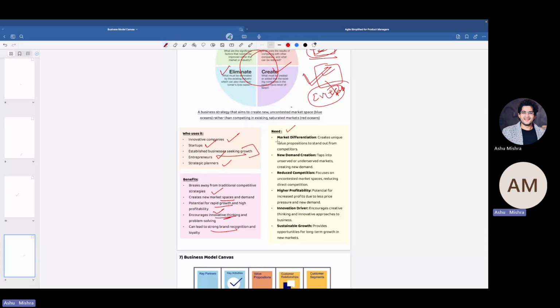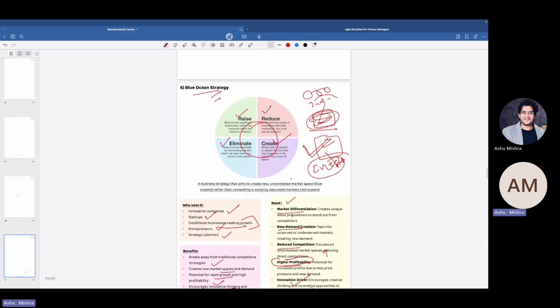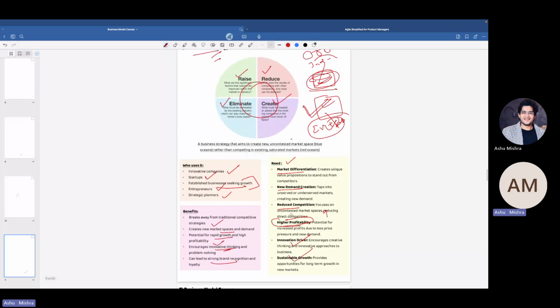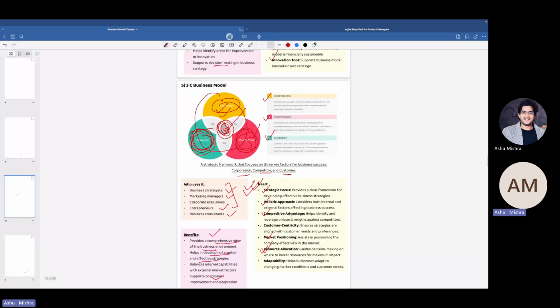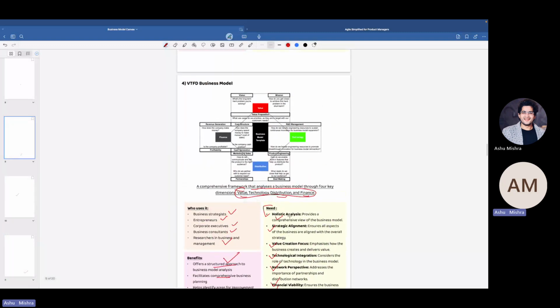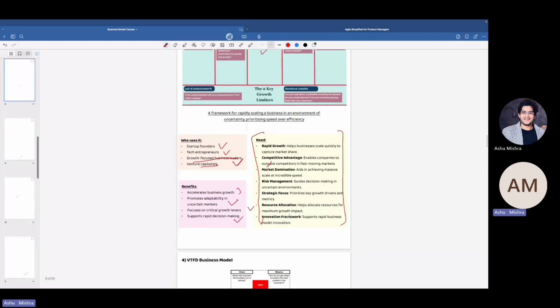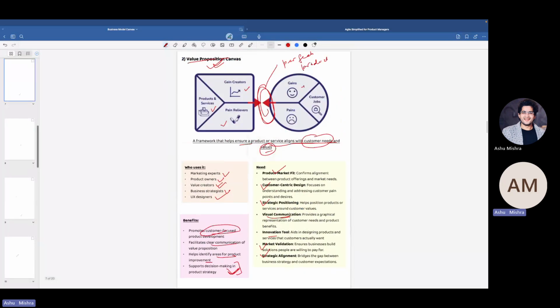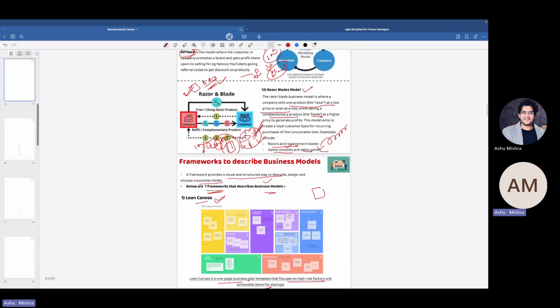And what is the need, guys? Market differentiation, new demand creation, right? Reduced competition, higher profitability, since you are the only leader and can have good margins in this, right? These are the innovation drivers, sustainable growth, profitability is one thing that they are always looking for from day one. So till now, guys, we talked about the six business models, which is your blue ocean strategy, 3C business model, VTFD, which is value, technology, finance, distribution, BMC scaling canvas, value proposition canvas, and the lean canvas.